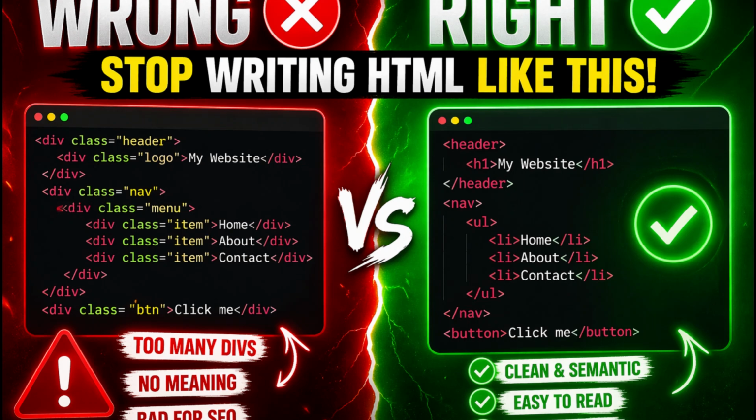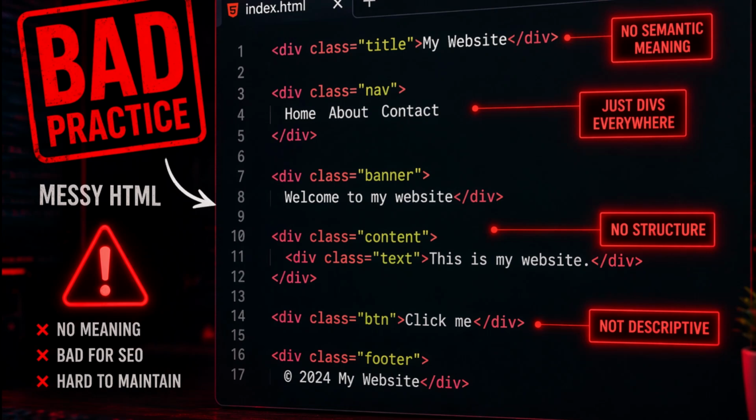Just let's start with HTML, followed by div tag, div tag, div tag, div tag. It works, but it is a bad practice. This code has no meaning whatsoever. Browsers don't understand this well, and it is even terrible for SEO. So how do we fix this?